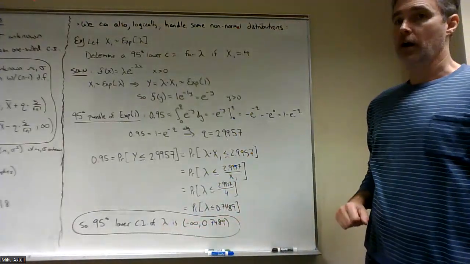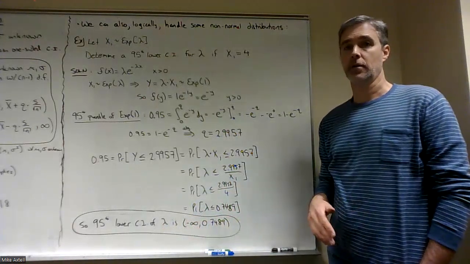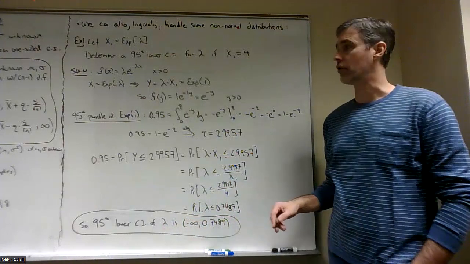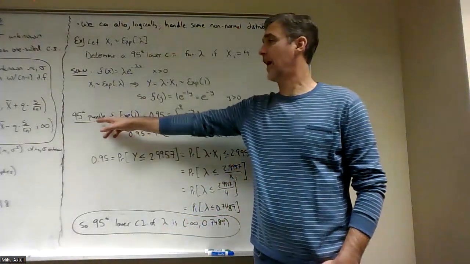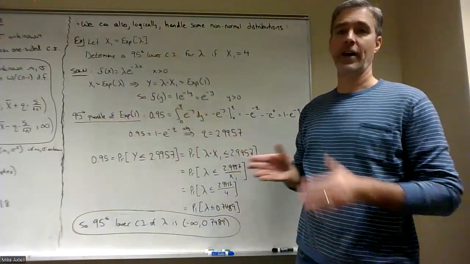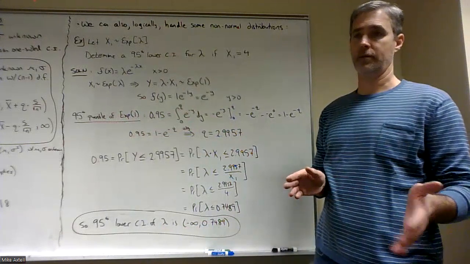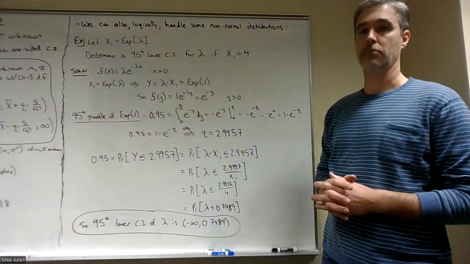Okay. All right. If I had wanted an upper confidence interval, I would have figured out the 5% quantile of the exponential distribution. So at what value Q is there only 5% of the area below it?